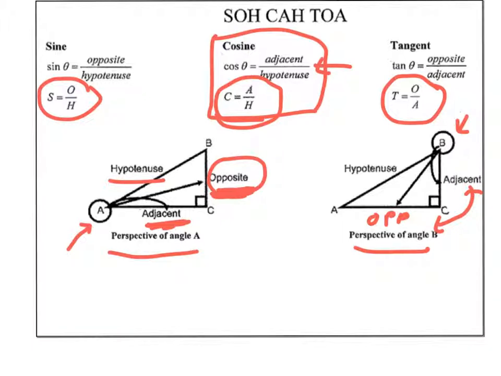You're never ever going to use the perspective from the right angle because the right angle you can call this the hypotenuse, but then what do you call opposite and adjacent? It just doesn't make any sense.